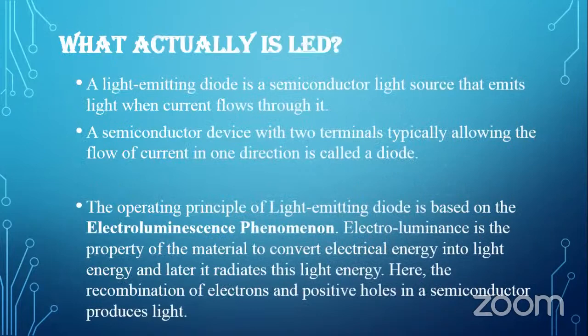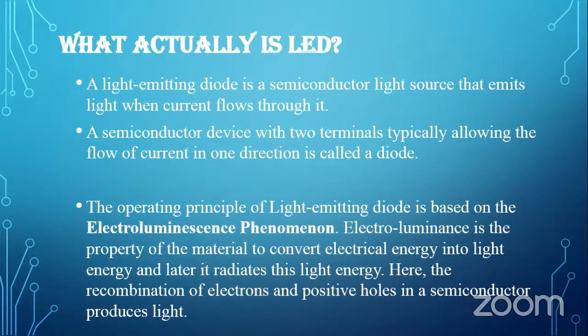First, let us discuss what actually is LED. A light-emitting diode, abbreviated as LED, is a semiconductor light source that emits light when current flows through it. A semiconductor diode, a semiconductor device with two terminals typically allowing the flow of current in one direction, is called diode. The basic difference between the LED and the diode is that when the current flows through the LED, it emits light, while the diode converts AC current into DC, and this process of conversion from AC to DC is known as rectification. The operating principle of light-emitting diode is based on electroluminescence phenomena.